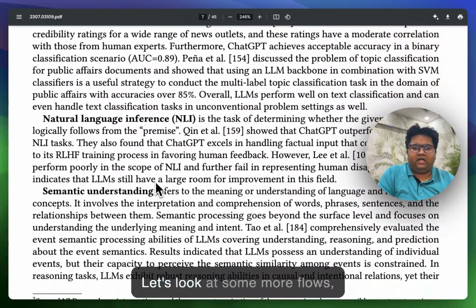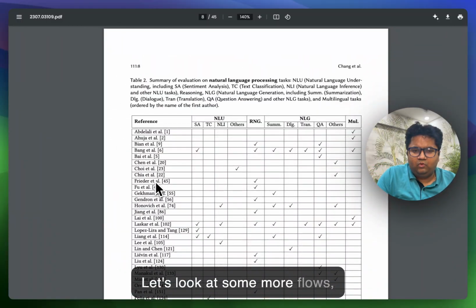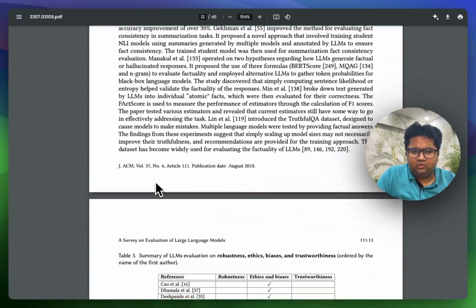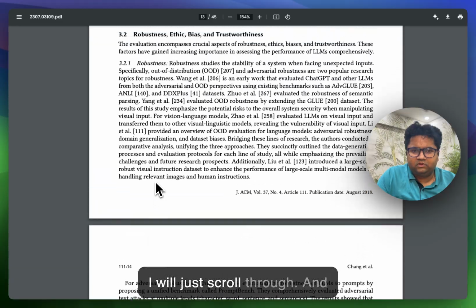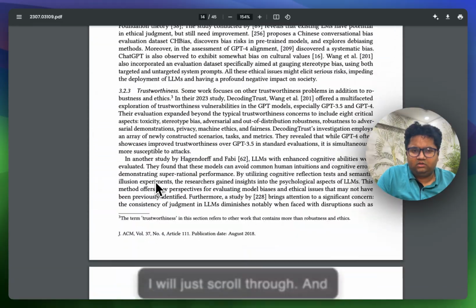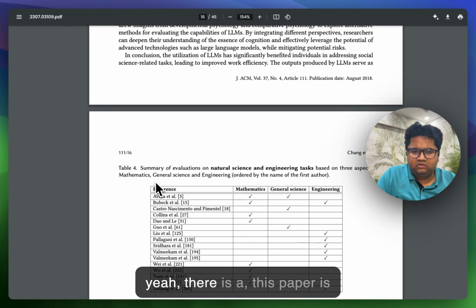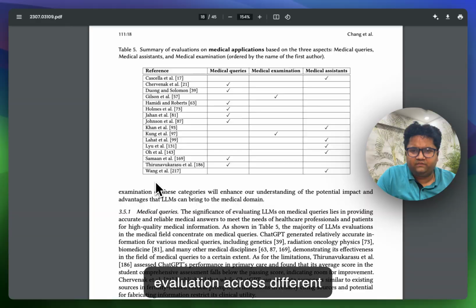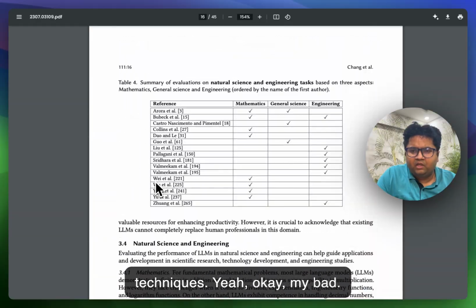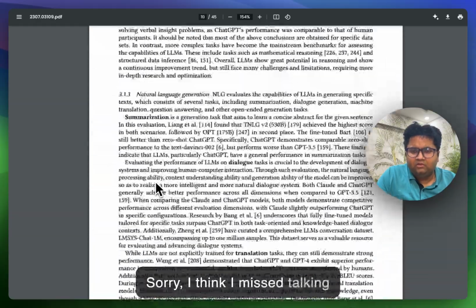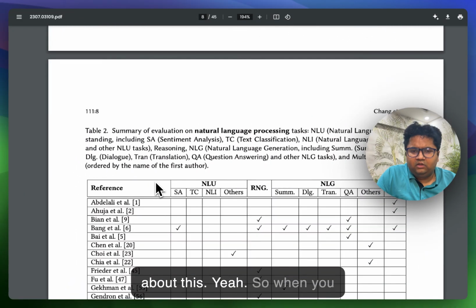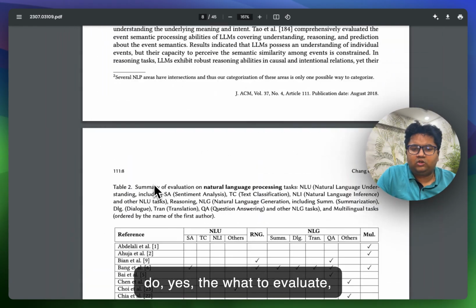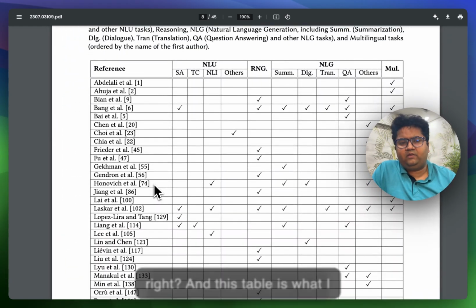Let's look at some more flows, which I will just scroll through. This paper is just getting into evaluation across different techniques. Okay, my bad. Sorry, I think I missed talking about this. So when you do, yes, the what to evaluate, right? And this table is where I wanted to come back.